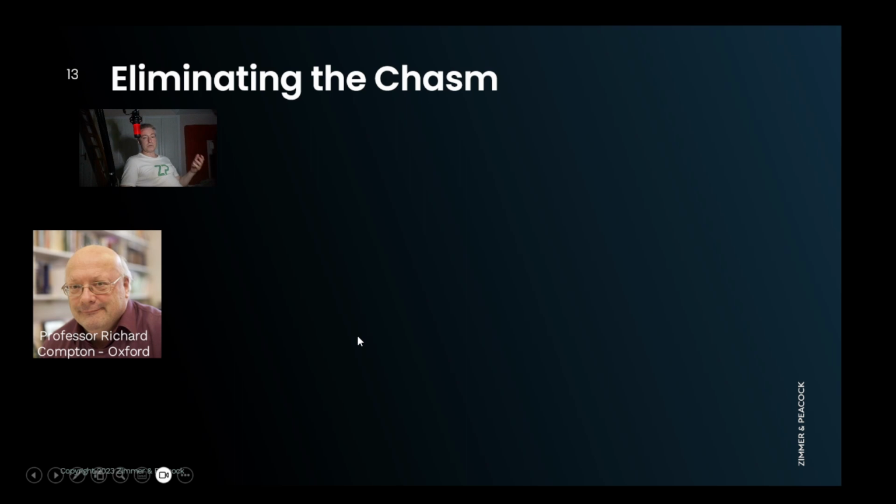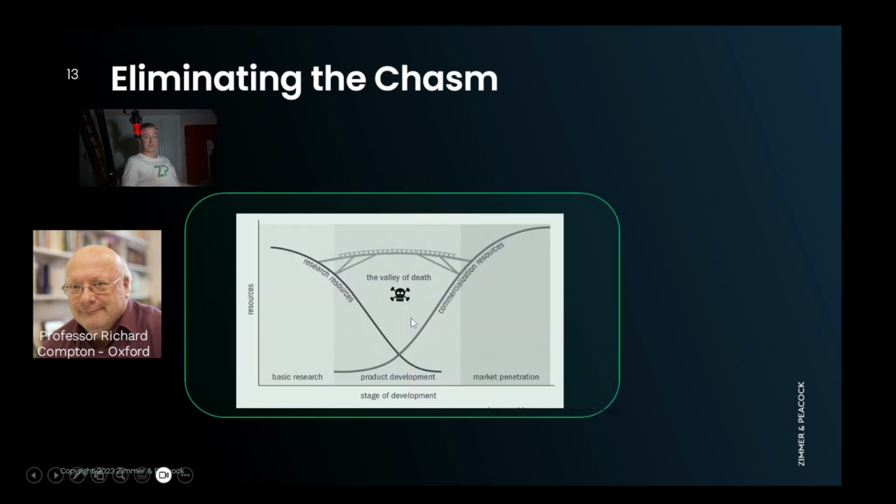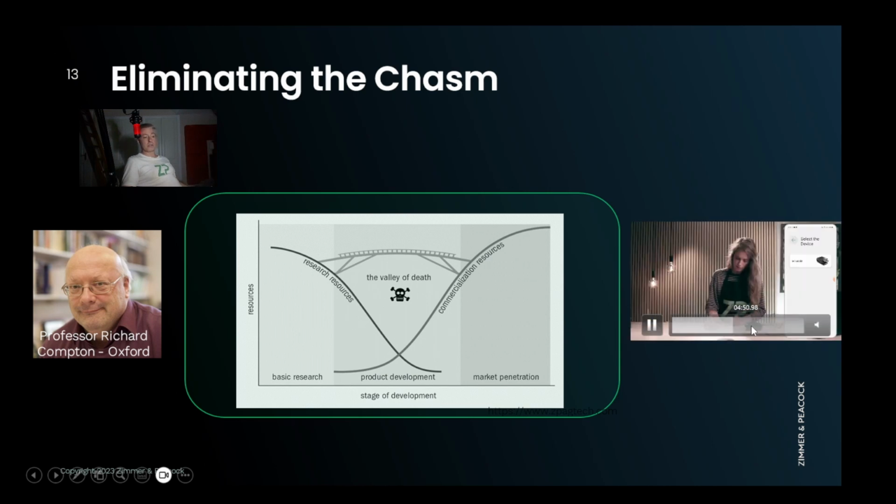So there's a chasm that's recognized in academia between what academia does and what commercialization does. This is Professor Richard Compton. We have licensed technology from his group, and Richard would be on one side, and then we would have something like a product on the other side. And this is one of the products that we have licensed from Richard.